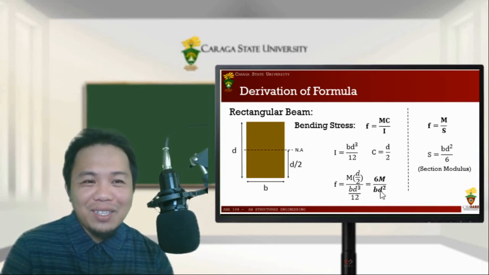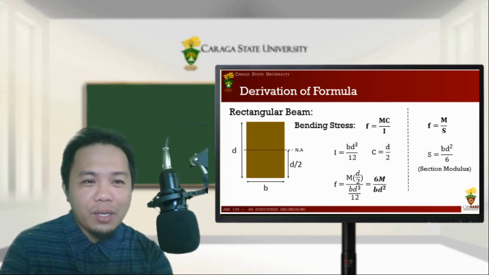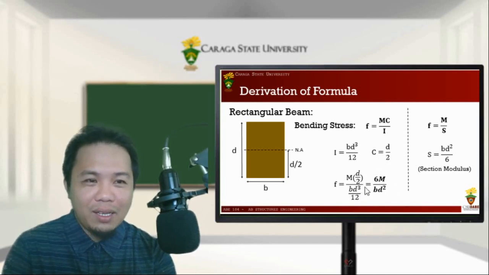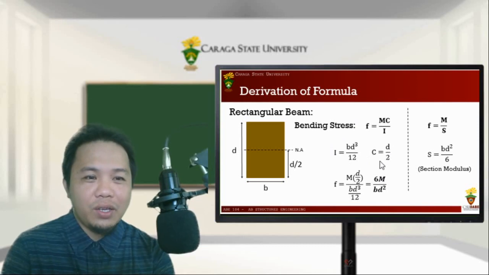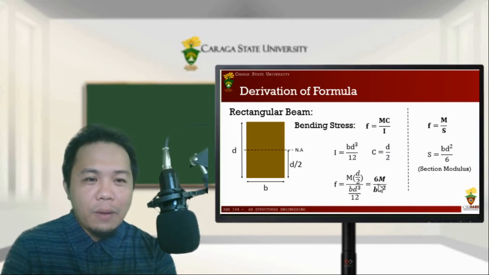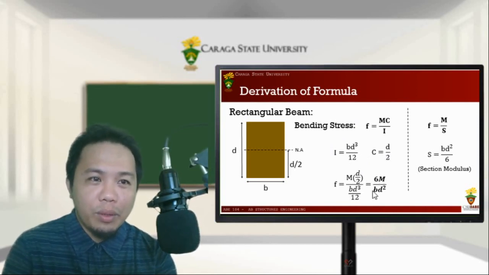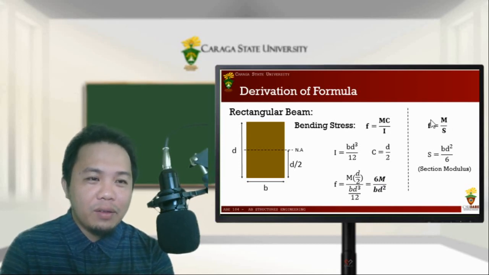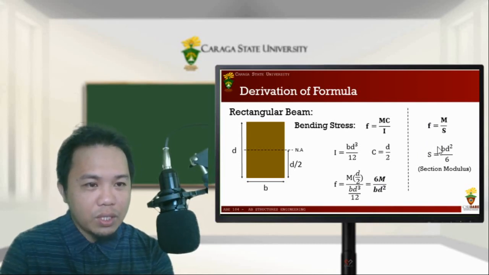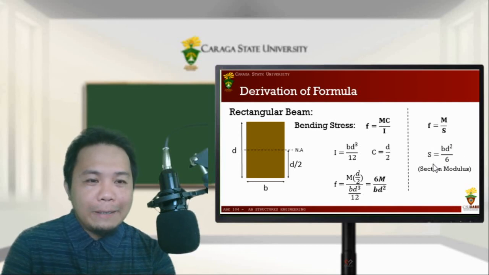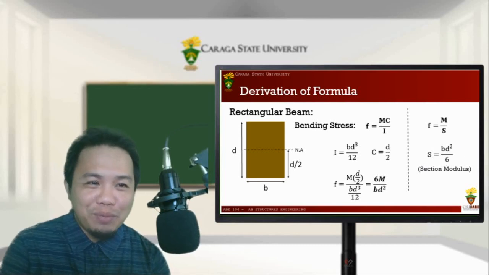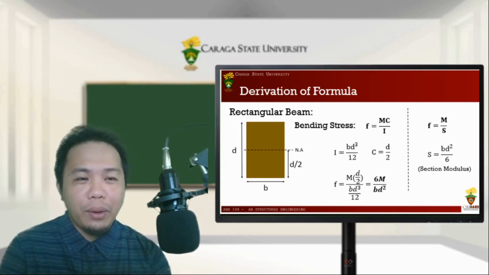Why do I show this one? Because sometimes you can directly use this formula. So if you remember, it's a rectangular beam, so for bending stress, I will use 6M over bd squared. Another formula for bending stress is the moment over the section modulus, in which the section modulus is bd squared over 6. So it's really important to familiarize yourself with these formulas because it makes solving problems easier, if ever.